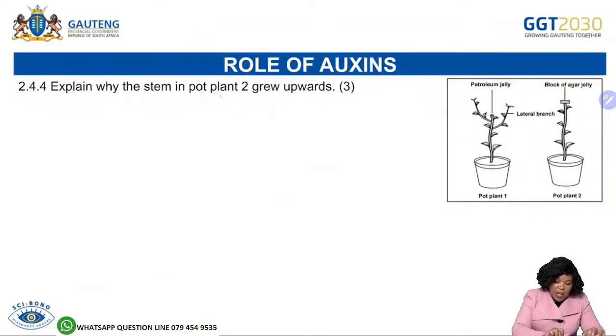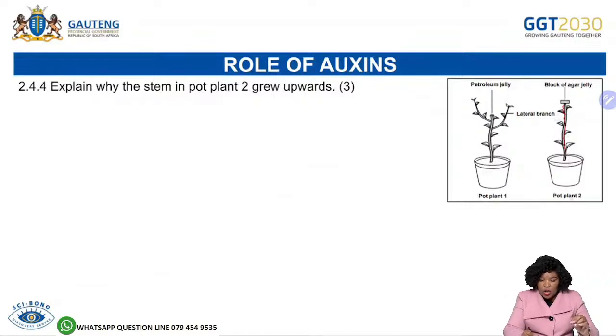Explain why the stem in pot plant 2 grew upwards. Now you see in pot plant 2 here, it grew upwards. This takes you to remember what happened here. Remember the agar block that was put on the side where the auxins diffused into it. That agar block was then placed on top of that stem.